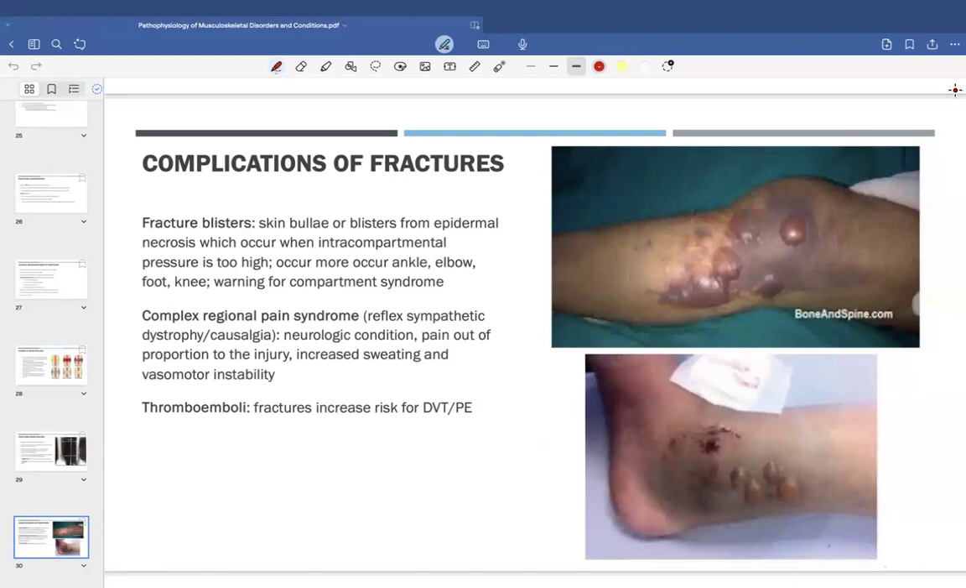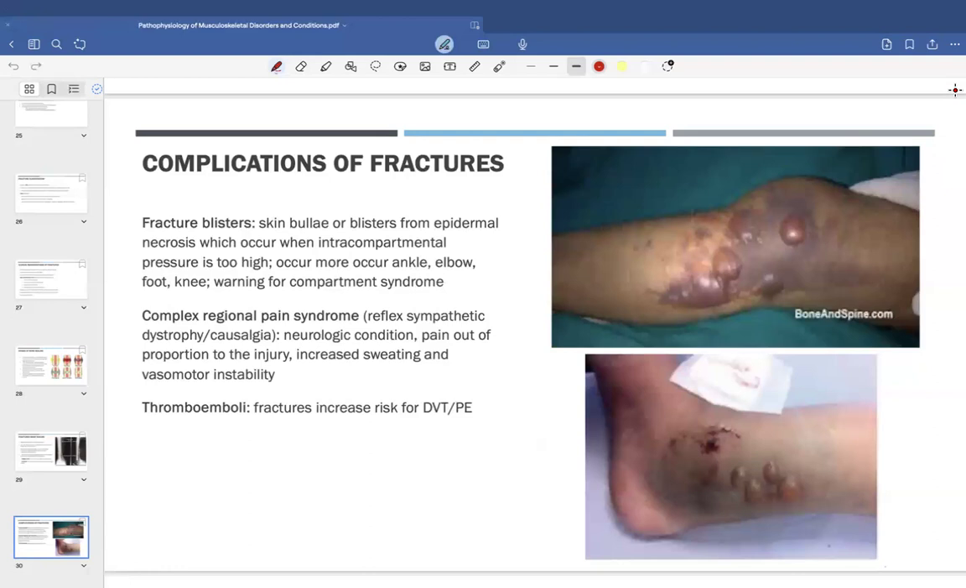Just too much pressure in the compartment around the bone? So what happens? Ischemia, necrosis. Why? Too much pressure for blood to get in. Too much pressure, yes, and essentially it's going to compress the blood vessels and the nerves.